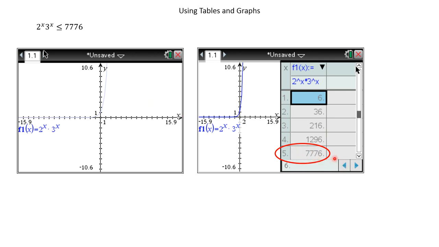So that's where it's equal to. Well, what values make it less than? Well, when x is less than 5, it's less than. So x is just less than or equal to 5. And that's how you do tables and graphs. You're just using your calculators, type it in, look at your graph. What are you looking for?